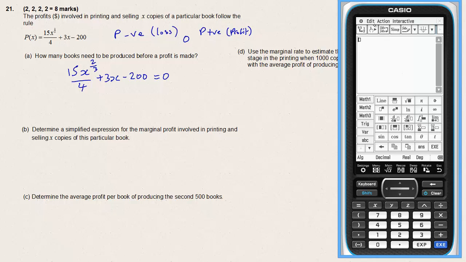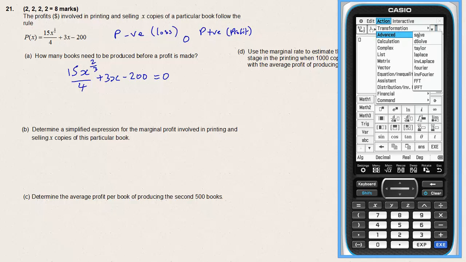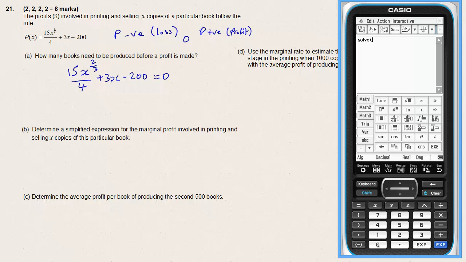So, action, advanced, solve. 0 equals, 0 didn't come out, so we'll go back and do that. And what do we have? So we've got 15x to the power 2/3, divided by 4, add 3x, take away 200.